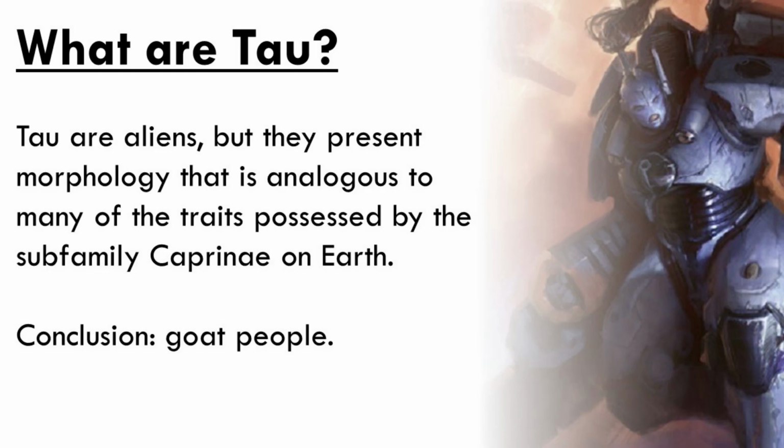So that's good. So in conclusion, what are tau? Well, tau are aliens, but they present morphology that is analogous to many of the traits possessed by subfamily Capernae on Earth. Right? So they are their own thing, right? But if we were forced to use our Earth-based vocabulary to describe them, we would call them goat people. Yep, goat people. That's my conclusion, and I'm sticking to it.